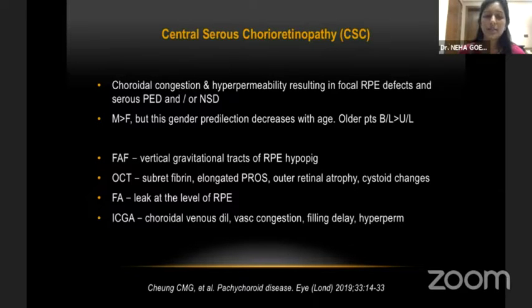Now, CSC presents with certain typical features on imaging, which include gravitational tracts on fundus autofluorescence. Apart from the PED and NSD, subretinal fibrin, elongated photoreceptor outer segments, and in chronic cases, outer retinal atrophy and cystoid changes on OCT. FFA can help to pick up the leak at the level of the RPE, and ICGA confirms the choroidal venous dilatation, vascular congestion, filling delay, and hyperpermeability, which underlies the basis of this disorder.